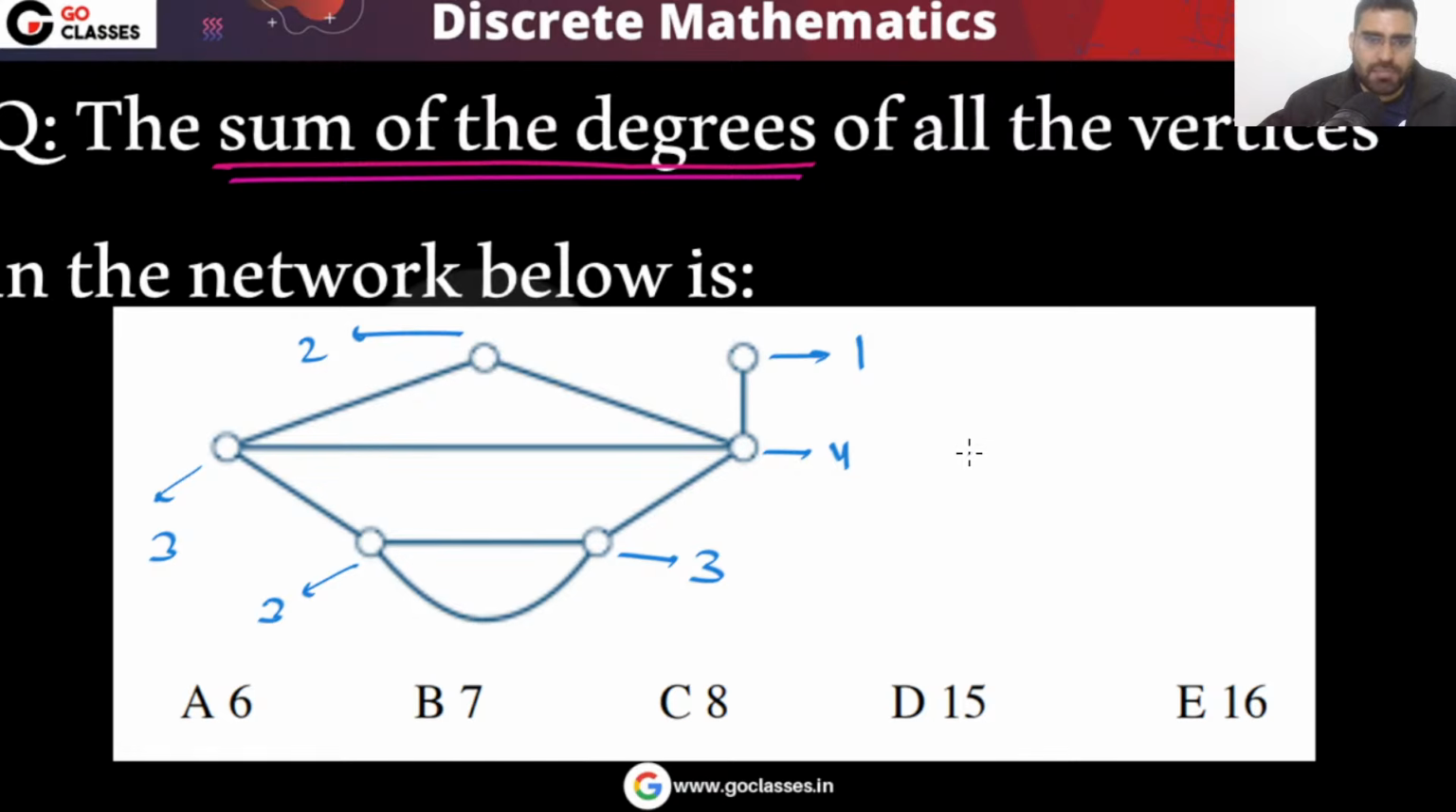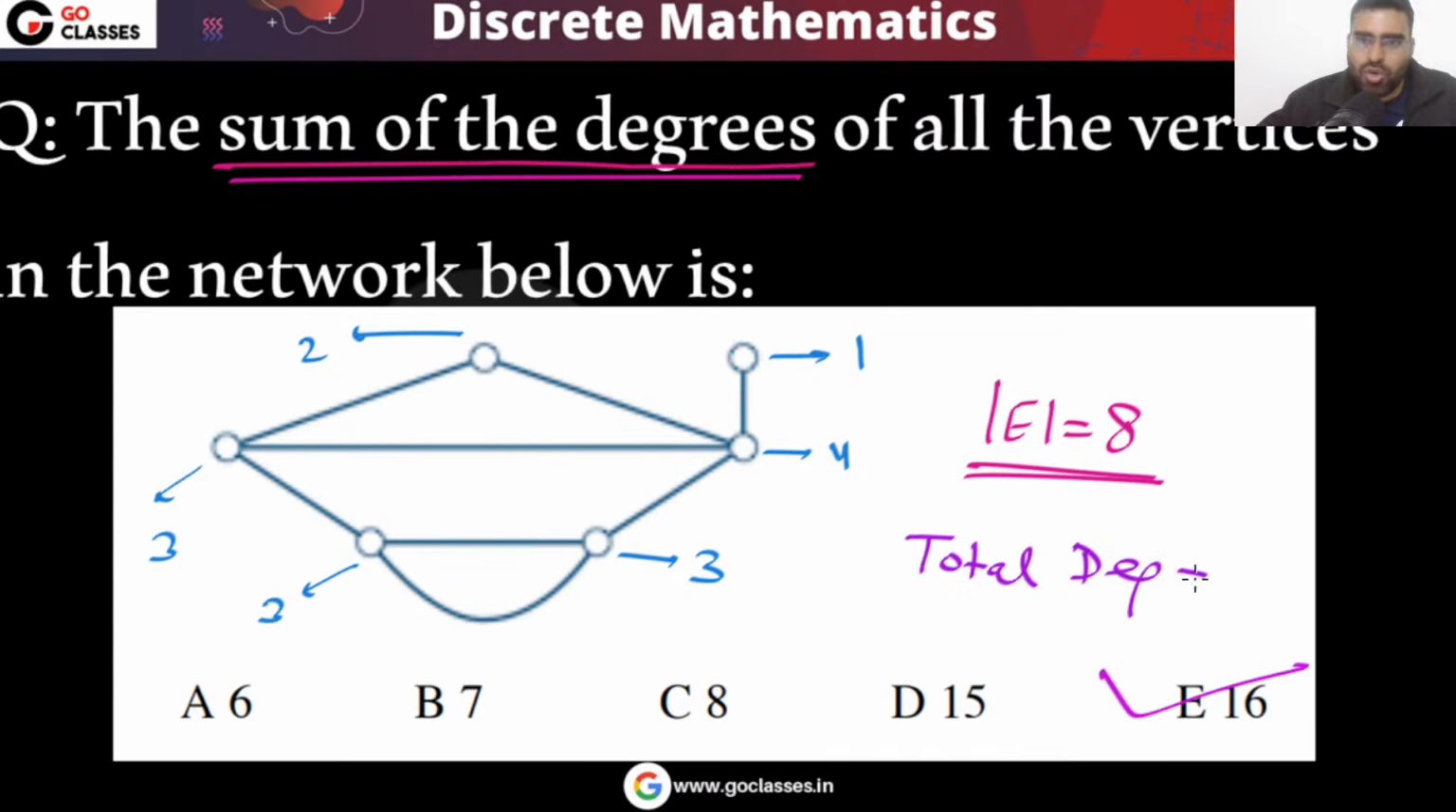What is total degree? Look at the total degree. That is 16. So the answer will be 16. Total degree is 16. Can you notice number of edges will be 8? Number of edges will be 8 because total degree will be equal to twice the number of edges. So number of edges you can calculate, that is 8.